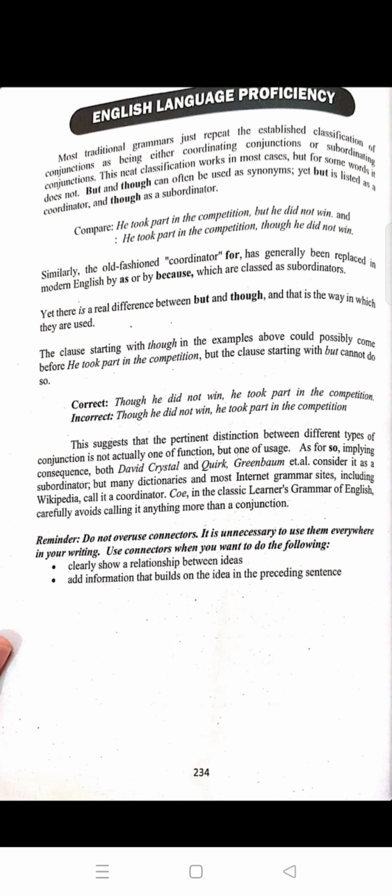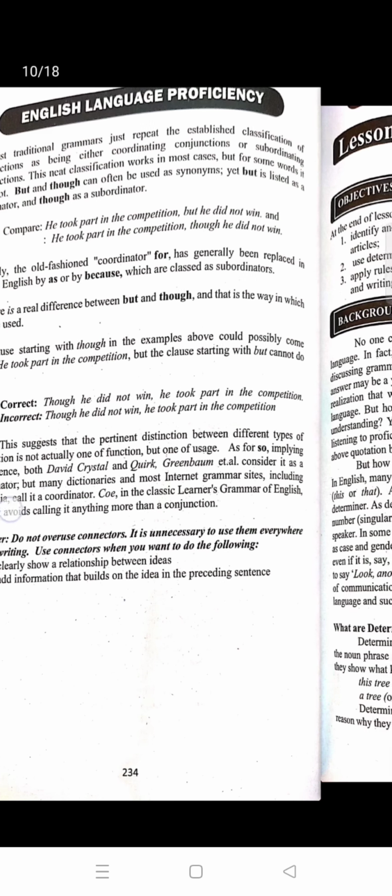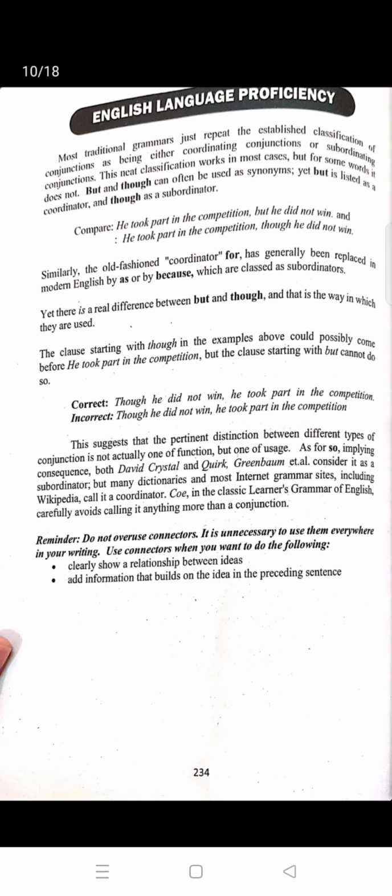So, do not overuse connectors. It is unnecessary to use them everywhere in your writing. Use connectors when you want to do the following. You want to show a relationship between ideas and you add information that builds on the idea and the preceding sentence. So, those are the uses of connectors.